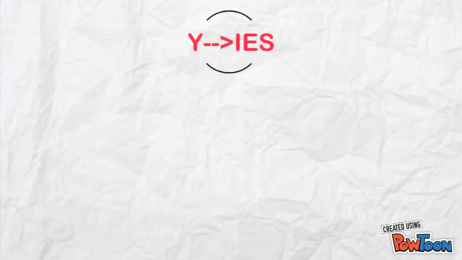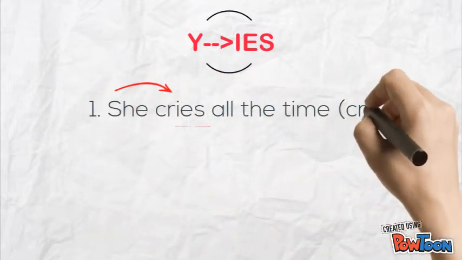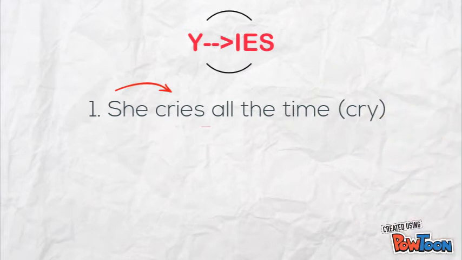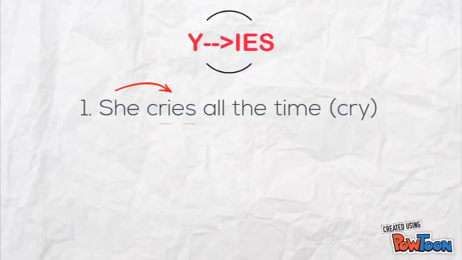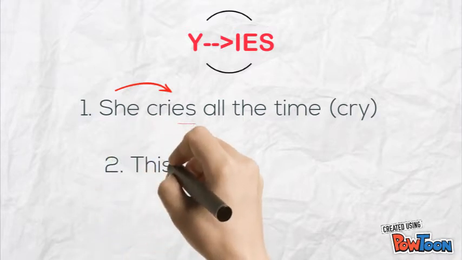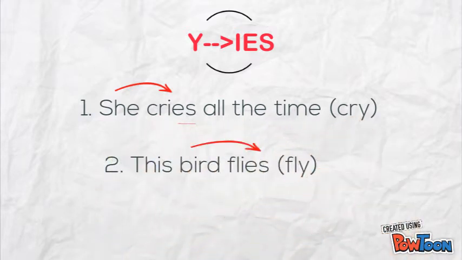The last option is with verbs that end with y. So you have to replace the y by an i and add es at the end. So for example, with the verb cry, that ends with a y, you have to write she cries all the time. So as you can see, we replace the y by an i and we add the es at the end. And again, with the verb fly, this bird flies, you replace again the y by the i and you add the es at the end, as you can see.